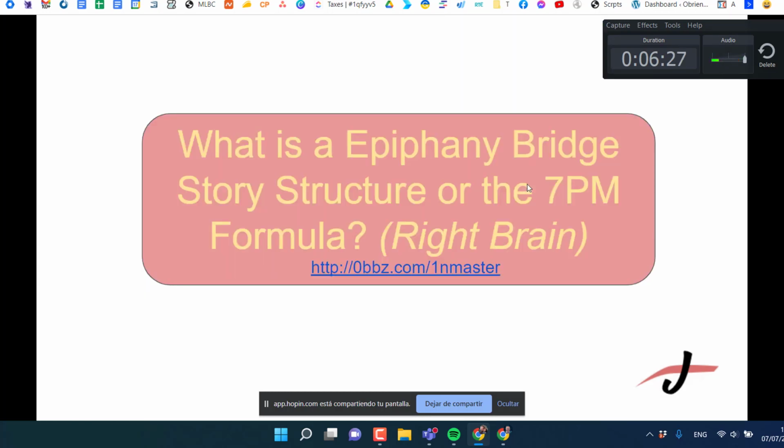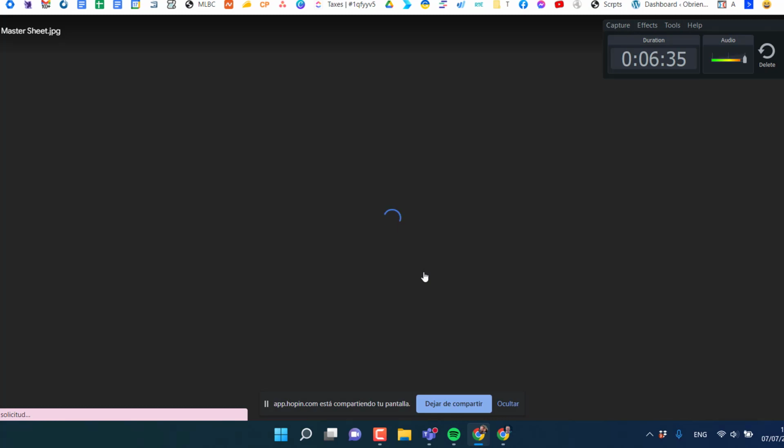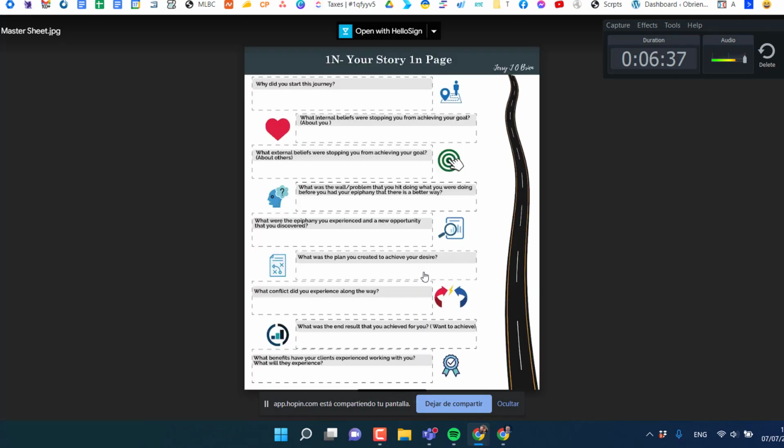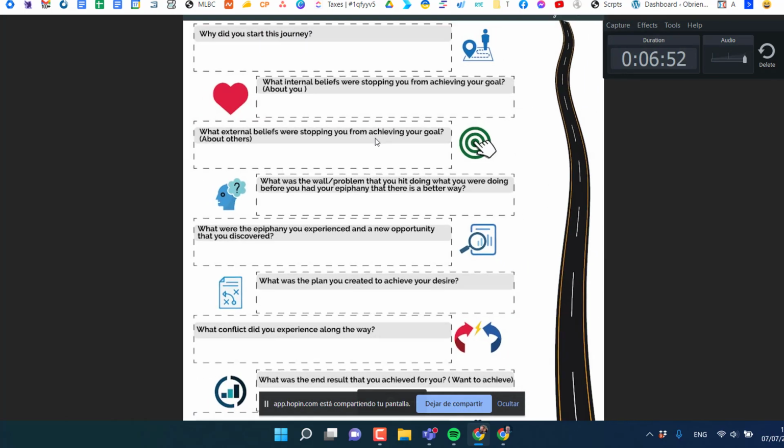So, what is the Epiphany Bridge story structure, or the 7 p.m. formula, as I like to call it? Okay, and this is the right brain side of things. So here's a little short questionnaire. It's basically the Epiphany Bridge questions. I'm flying through this now because we have a lot to cover, but it might be a little bit small. I'll see if I can bring it up a bit.